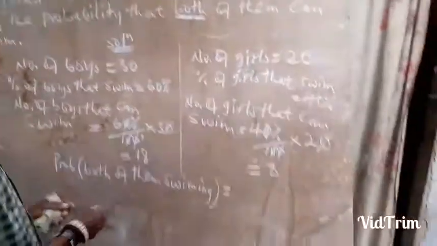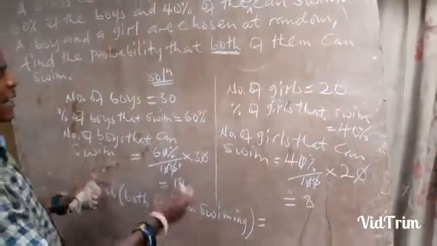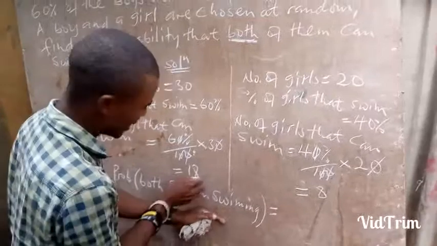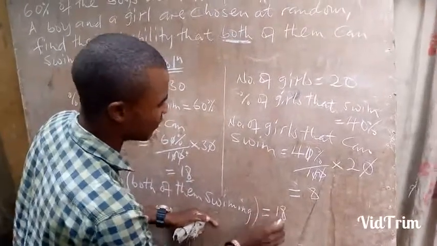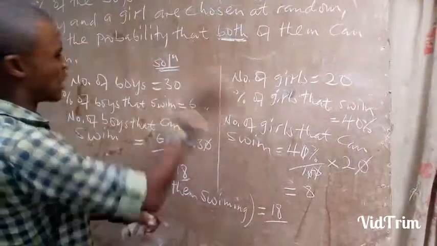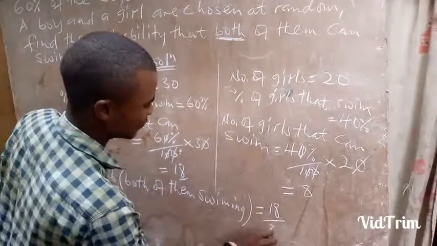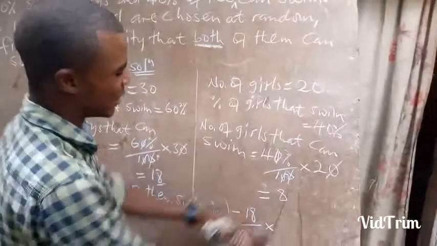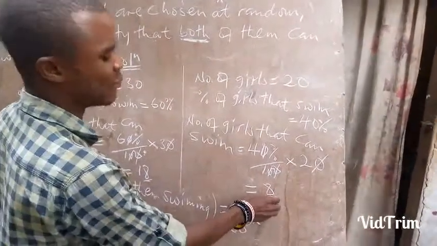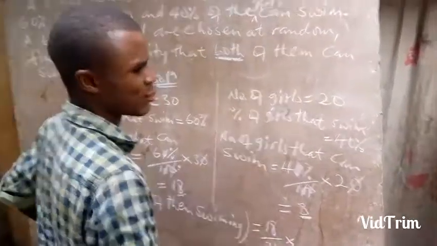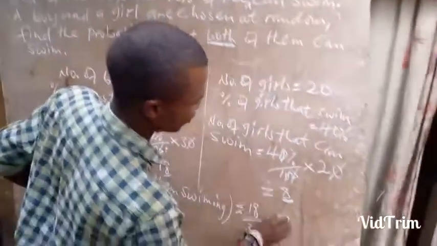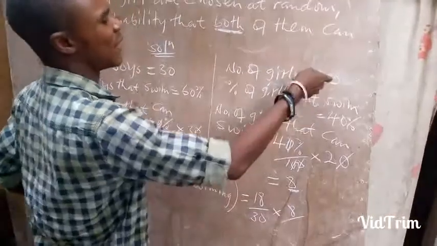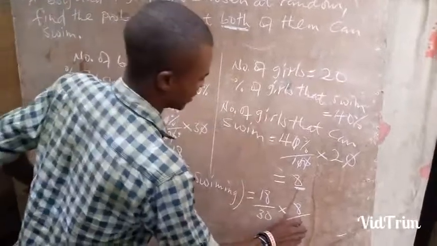So the probability of a boy that can swim, the required event is boy, that is 18 boys can swim, divided by the total number of boys, which is 30. We multiply that by the probability for a girl to swim. There are 8 girls that can swim, that is the required figure we need. You divide that by the total number of girls in that particular class, that is 20.